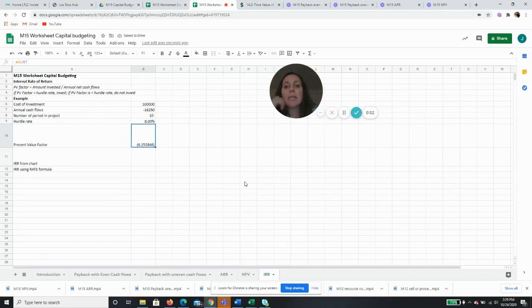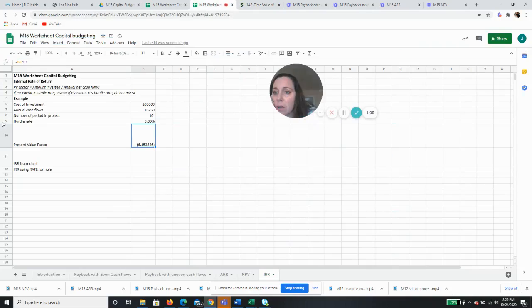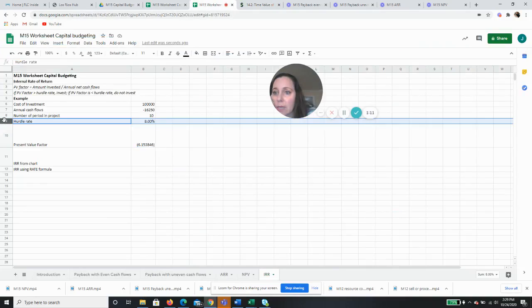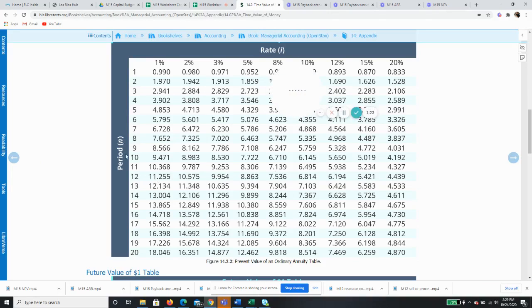And it's going to be 6.15346. All right, so then to figure out what rate of return that gives us, we can go to our present value chart. Our hurdle rate is 8%. Oh, wait, no. The number of periods is 10. And we're looking for 6.153846. So within 10 periods here, we're looking for that number.